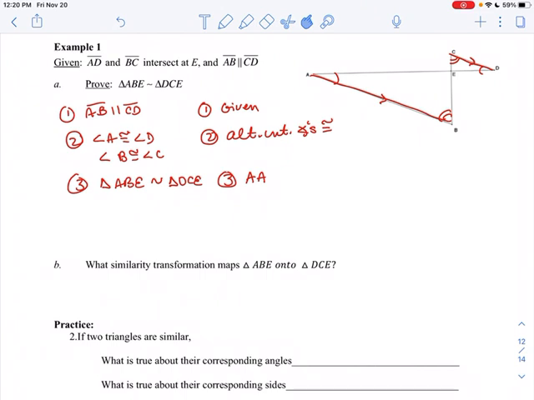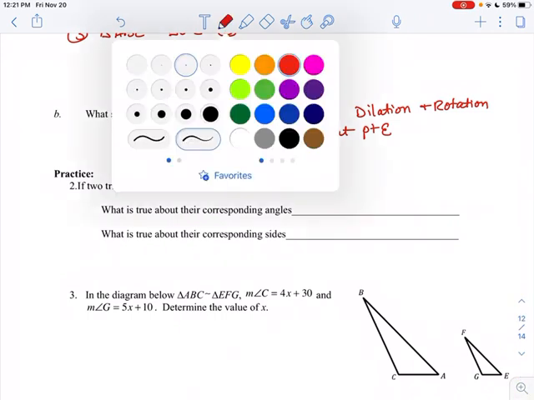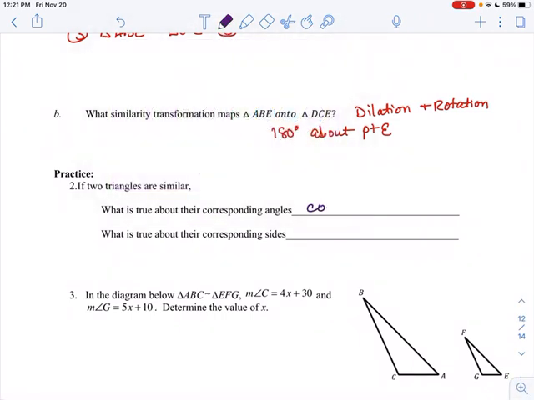What similarity transformation maps ABE onto DCE? Well, I changed the size, so that means I must have done a dilation, but I also rotated it. I rotated it 180 degrees about point E. All right. We've said this before. If two triangles are similar, what's true about their corresponding angles? Their corresponding angles are congruent. What's true about their corresponding sides? The sides are in proportion.